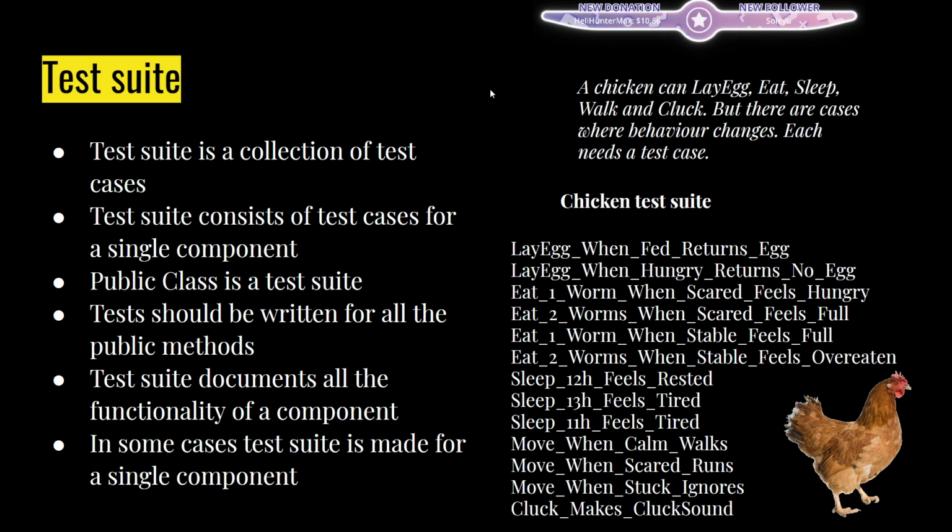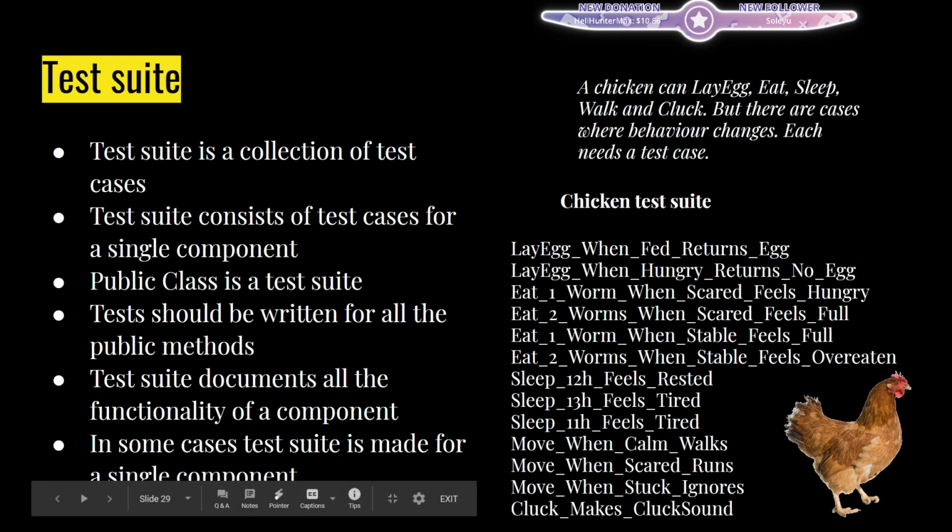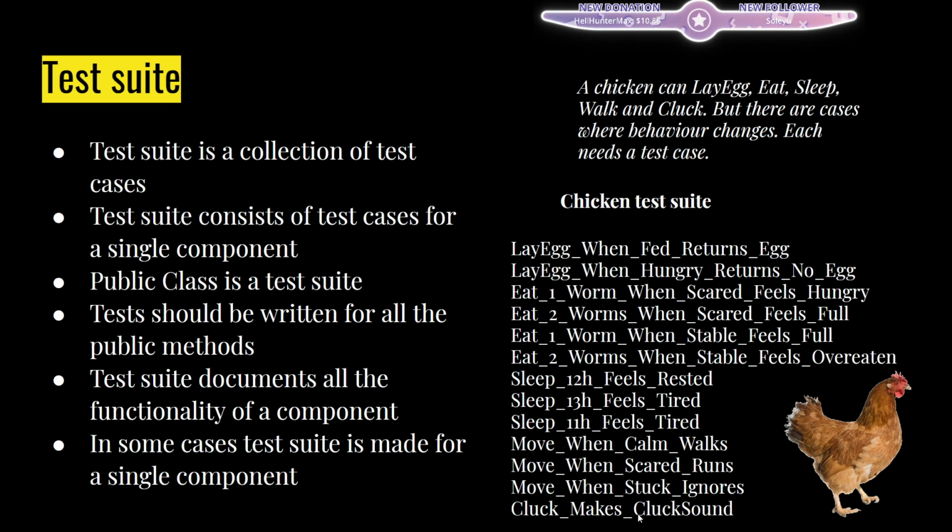Test suite is the class that holds all the test cases. So test suite is the container for test cases. So imagine you have a chicken test suite for all the functionality a chicken can have. So what can a chicken do? Chicken has 1, 2, 3, 4, 5 methods. Chicken can lay eggs, eat, sleep, move, and cluck. If it clucks, it's trivial. It cannot fail. It just does it and it makes the cluck sound.